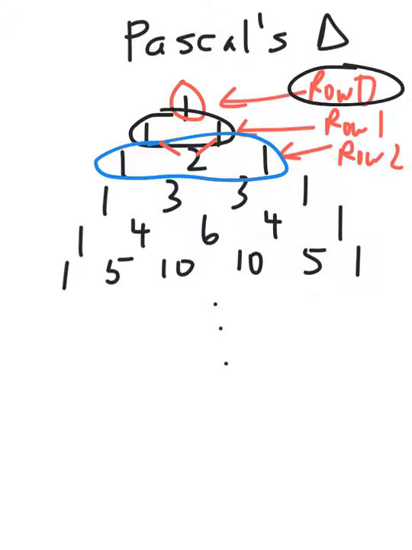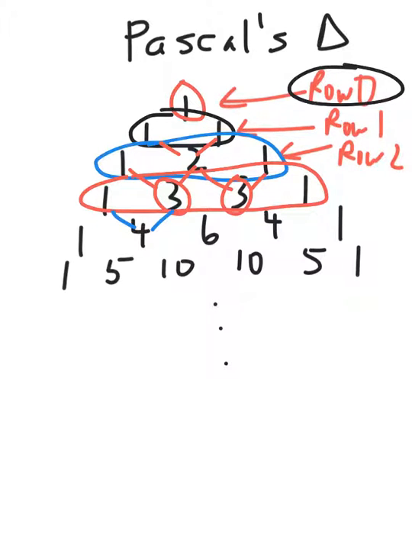If I go to row 3, which would be this row, has four numbers. This 3 right here came from adding the 1 and the 2. This 3 right here came from adding that 2 and that 1. And then it begins and ends with a 1. So this 4 right here comes from adding those two together. The 6 in the middle comes from adding these two together. The 4 here comes from adding these two together. And you could keep going. So this 5 is from that, this 10, and so on.